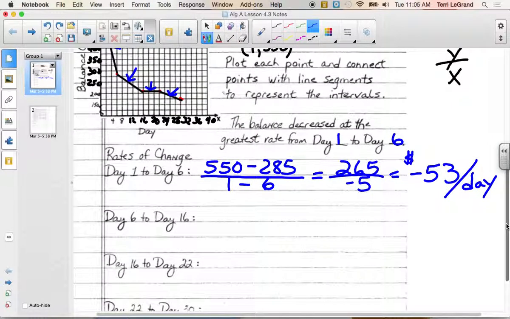Now, again, that doesn't mean exactly every day $53 got taken out. Maybe on the first day they took out $70. And maybe the next day they only took out $35. And then maybe the next day they took out $60. And then the next day they took out $48. When it's averaged together over that time period, from day 1 to day 6, we're saying it's -$53 a day.